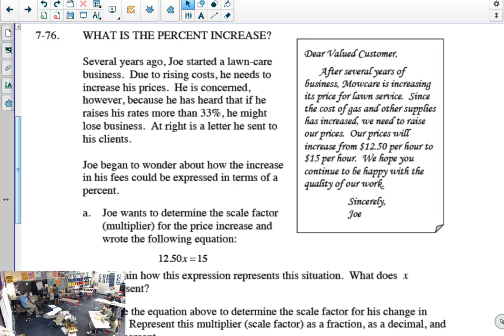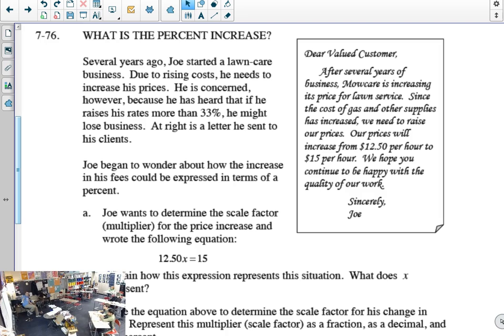They said you need to increase your price. I was only charging $30, so they made me up it. Inflation just happens, right? Prices go up over time. The parents said you're worth more than this, so charge more. So, Joe wants to determine the scale factor. How much has this increased by?